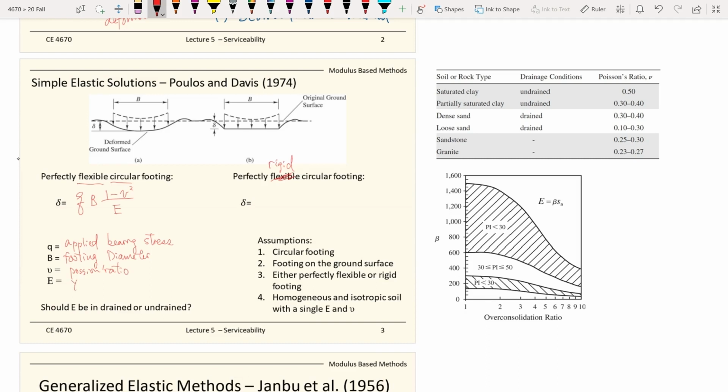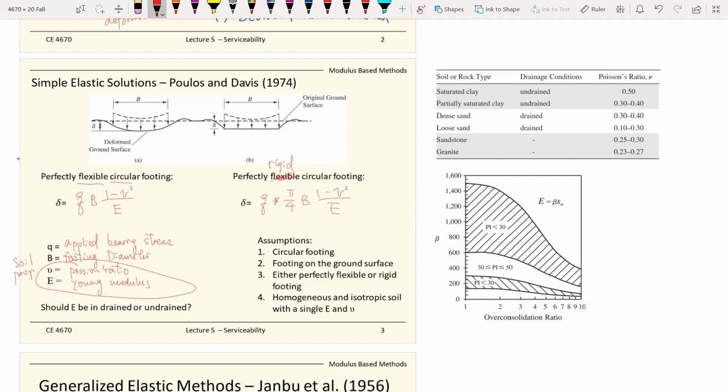And also you have the Young modulus of the soil. So this is the soil properties. Talk about the soils. And the formula for the rigid response is the deformation equals to q, again the stress, times pi over 4 times the diameter, and then 1 minus the Poisson ratio squared over the Young modulus.